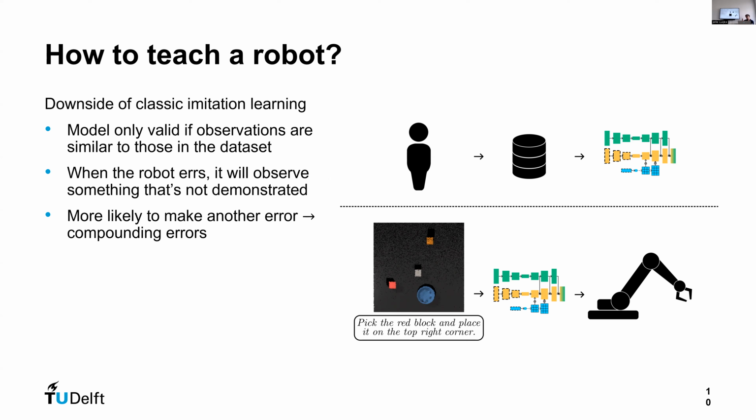These models are usually only valid close to the observations in the demonstration data set. So as soon as the robot sees something it hasn't observed in the demonstration data set, it might make a mistake. But when it makes a mistake, it's even more likely that it will observe something that was not in the demonstration data set, because we might be learning from human teachers that demonstrate perfect behavior, so you never encounter errors. The robot also doesn't know how to recover from these failures, and then you get compounding errors. So that's one of the problems with standard behavioral cloning.